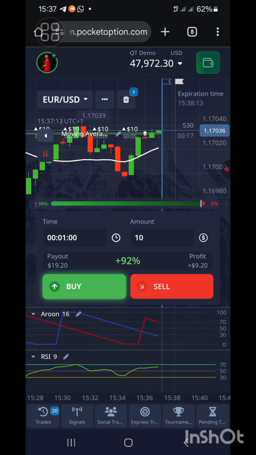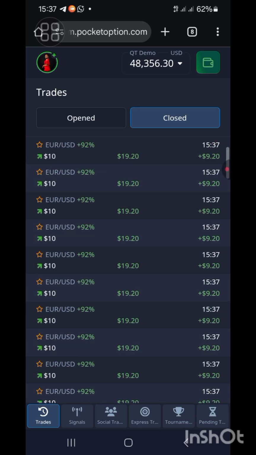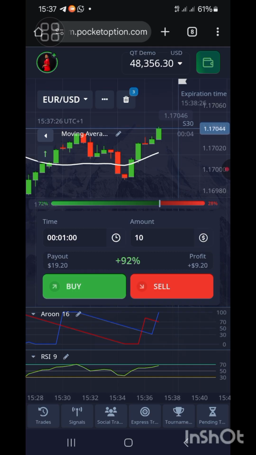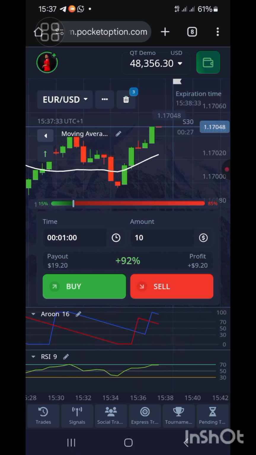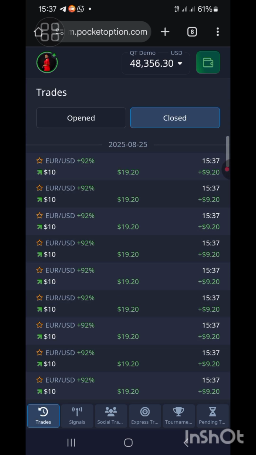It was a profitable trade. Look at it. All 20 were profitable. So it means you have to wait for the 3 indicators to give you the right signal. Don't take a decision with just 2 indicators. Don't take a decision with just 1 indicator. You have to take a decision when the 3 indicators give you a signal. Like I said, it's a very profitable strategy if you wait for the right setup.